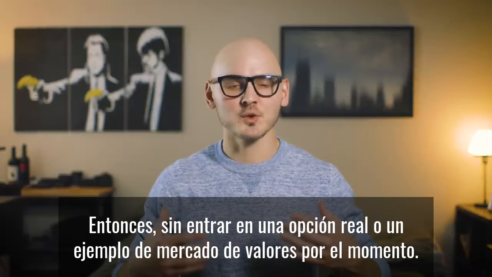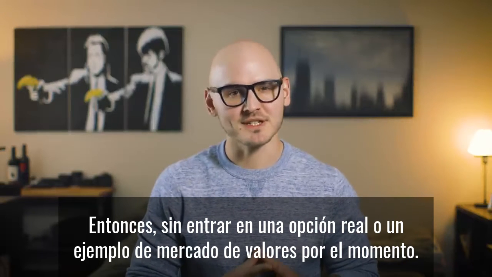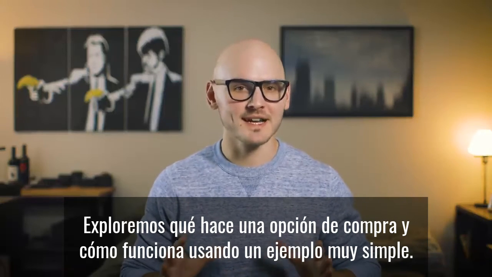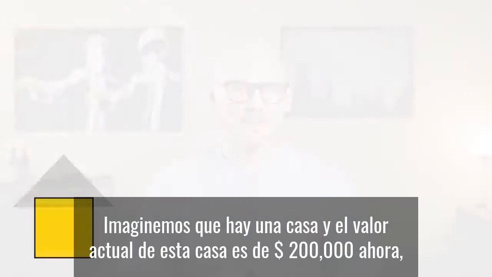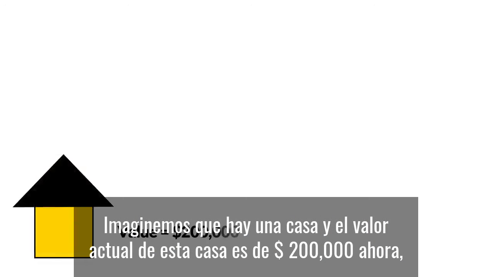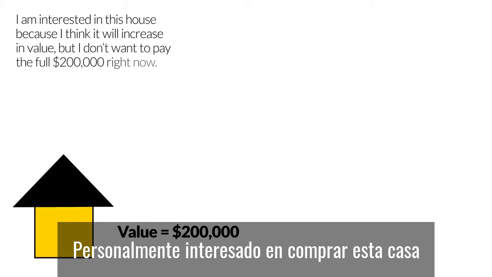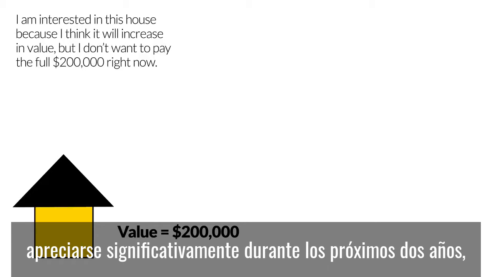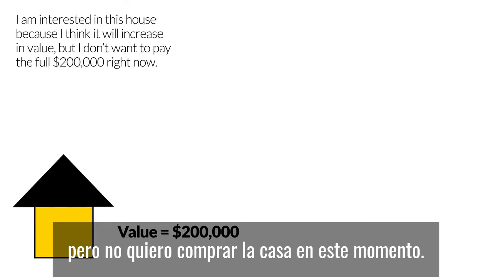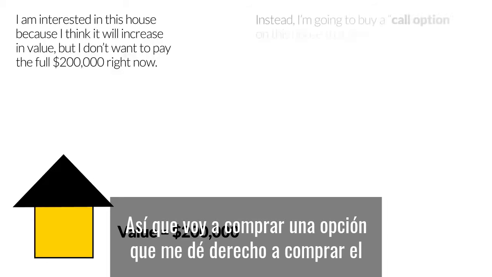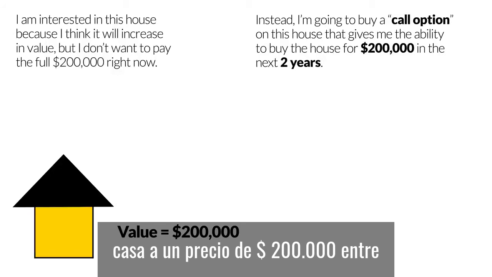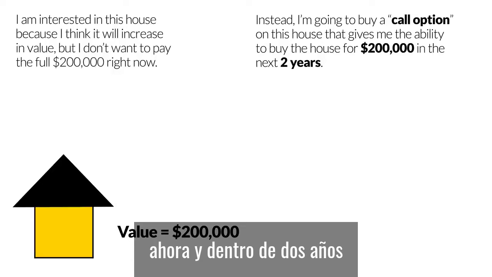So without getting into an actual option or stock market example just yet, let's explore what a call option does and how it works by using a very simple example. Let's imagine that there is a house, and the current value of this house is $200,000. I am personally interested in buying this house because I think that the value of the house is going to appreciate significantly over the next 2 years. But I don't want to buy the house right this second. So I'm going to buy an option that gives me the right to buy the house at a price of $200,000 between now and 2 years from now.